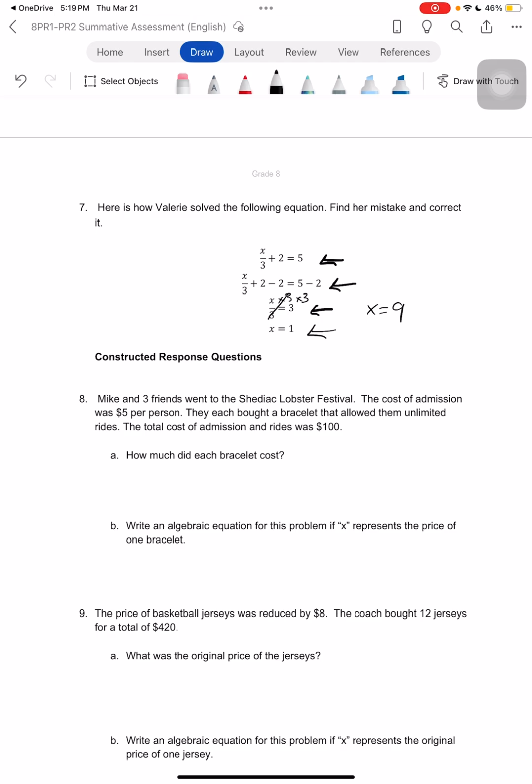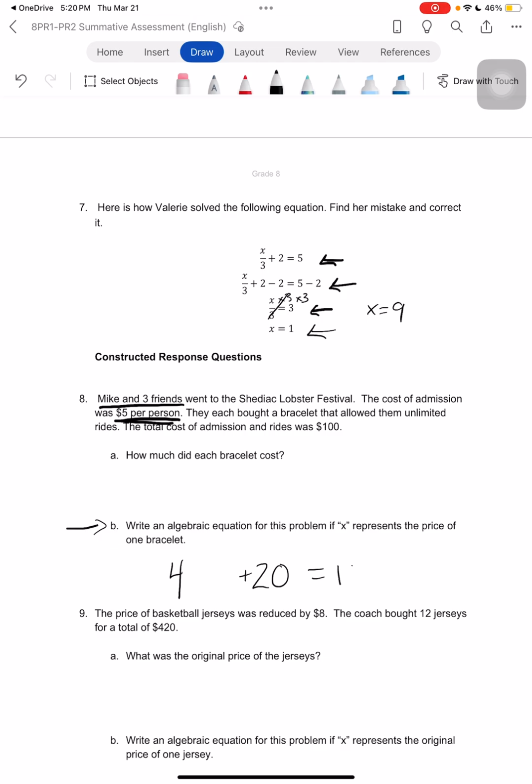Last bit here. So Mike and 3 friends went to the Shediac Lobster Festival. Cost of admission was $5 a person. They each bought a bracelet that allowed them unlimited rides, and the total cost was $100. I'm actually going to do B first. So Mike and 3 friends is 4 people. It costs $5 to get in per person. 4 times 5 is 20. Okay, so that is our constant.